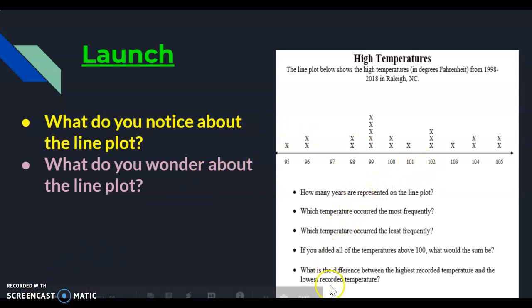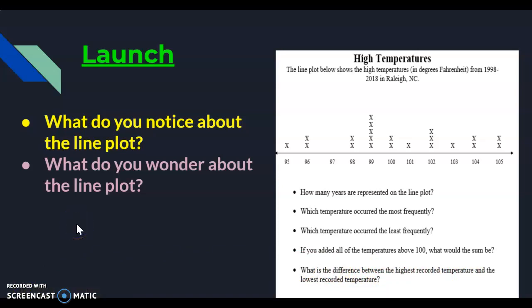We have 5 questions on here that we're going to want to answer, and I want each of you, utilizing your calculator, to be able to read and answer the actual questions. The first one: how many years are represented in the line plot? The second one: which temperature occurred the most frequently? Which temperature occurred the least frequently? If you added all of the temperatures above 100, what would the sum be? What is the difference between the highest recorded temperature and the lowest recorded temperature?